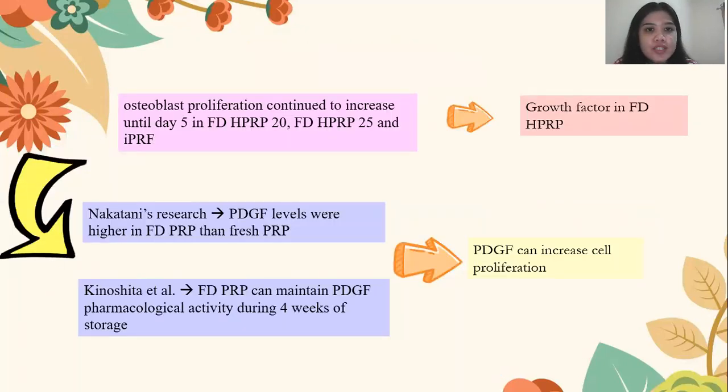Osteoblast proliferation continued to increase until day 5 in FDHPRP20, FDHPRP25, and IPRF. This is because of the growth factors in FDHPRP. In Nakatani's research, PDGF levels were higher in FDPRP than in fresh PRP, and Kinoshita et al. reported that FDPRP can maintain PDGF pharmacological activity during 4 weeks of storage. PDGF can increase cell proliferation. So I think that this makes osteoblast proliferation continue to increase until day 5 in all treatments.